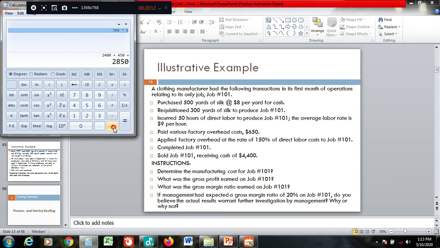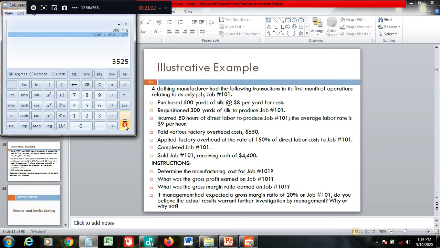Then the overhead cost, which is a percent of the labor cost. So we add the direct material, the direct labor and the applied factory overhead cost.